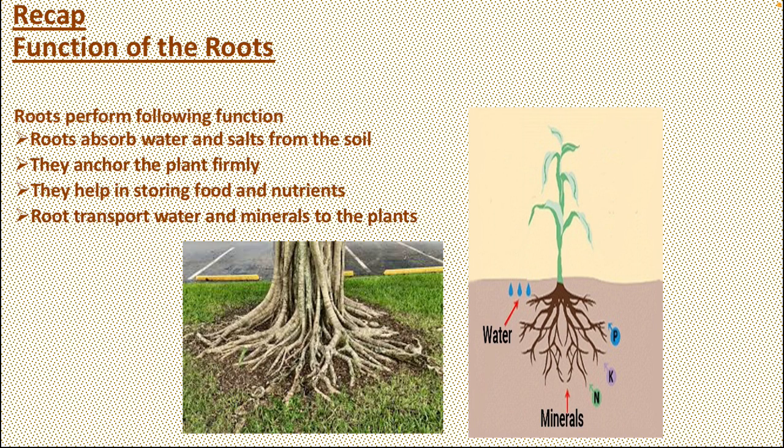They help in storing food and nutrients. So plants prepare food and store it in the form of starch in the leaves, shoots and roots. Prominent examples include carrot, radish, beetroot, because these are root vegetables and they store food in them.